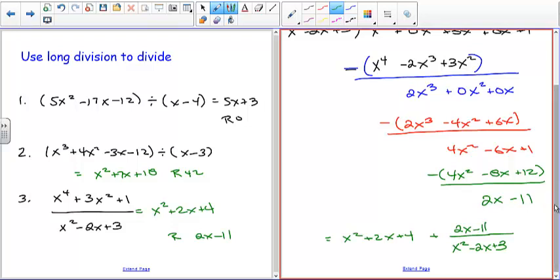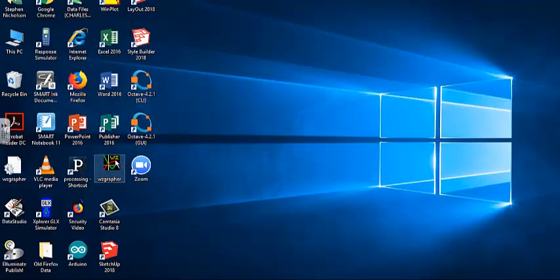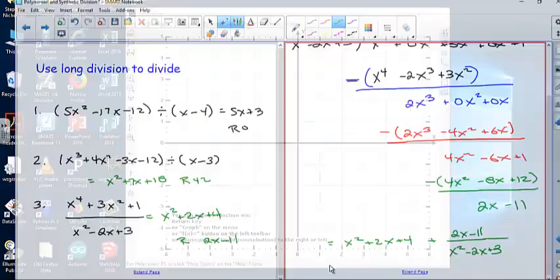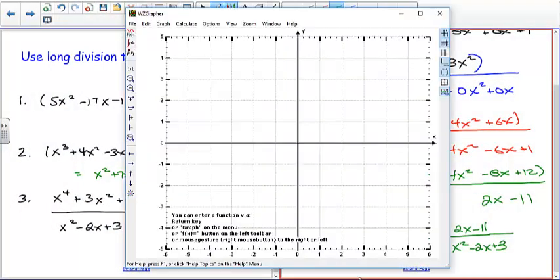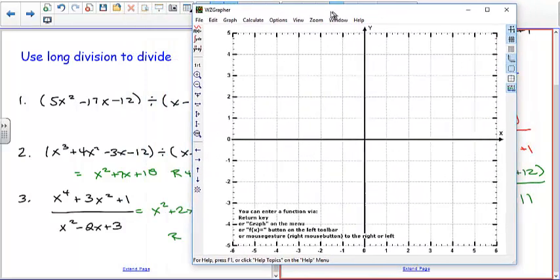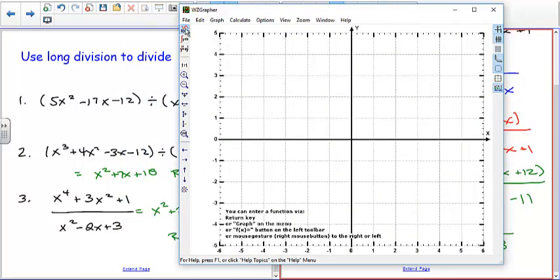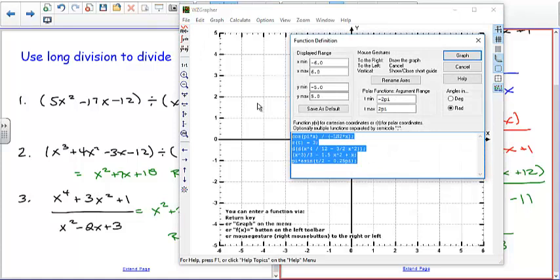How do you check something like this? Well, one way you could plot this original function, and you could plot this function, and if they come out on a graphing program to be the same thing, then you know you've done the right thing. Let's actually do that because I don't know what the answer is, so I'm going to use this to check things out. Okay, so I'm plotting the original function, which is x to the 4th plus 3x squared plus 1. So let's graph that.